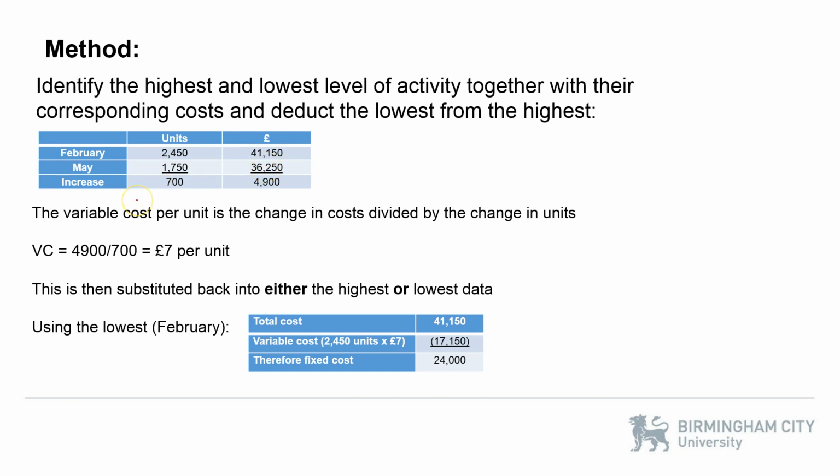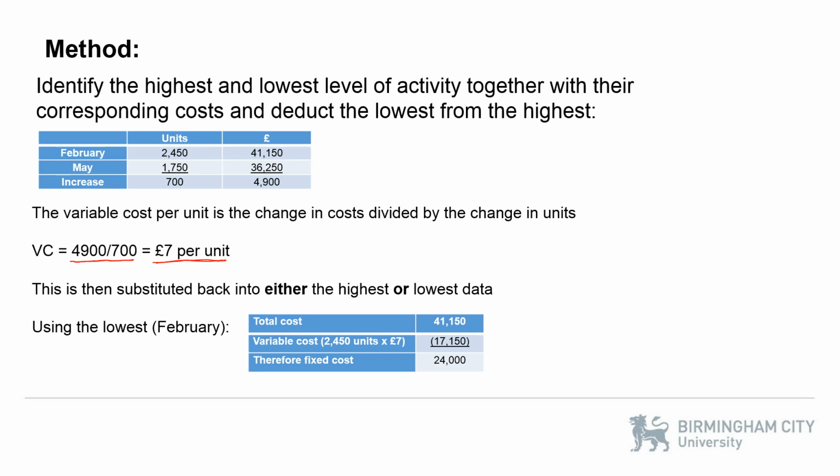Highest level of activity and the cost, lowest level of activity and the cost. We then take the one away from the other and we get a difference of 700 units and a difference of £4,900. These two figures are then used to work out the variable cost per unit. We divide the 4,900 by 700. So that's the change in the costs divided by the change in the units. And that gives us a variable cost of £7 per unit.